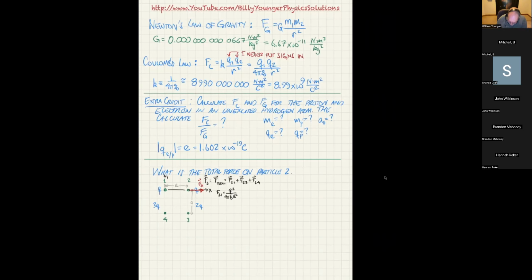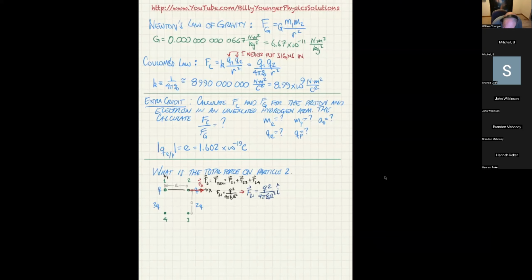Now that I know F21 is actually pointing to the right, and that happens to be on my positive x-axis, then I can say F21 as a vector is going to be q squared over 4 pi epsilon naught a squared, and it's just going to point in the positive x direction, so I just put an i hat by it. Let's do F23 now.